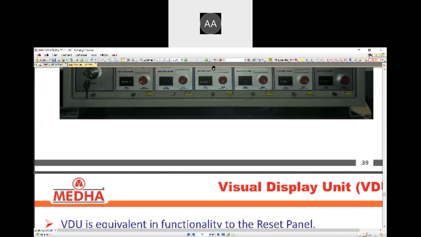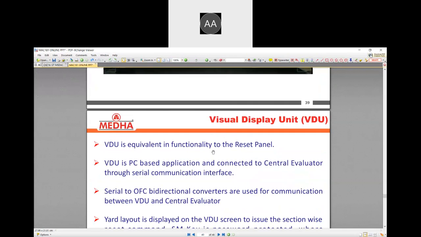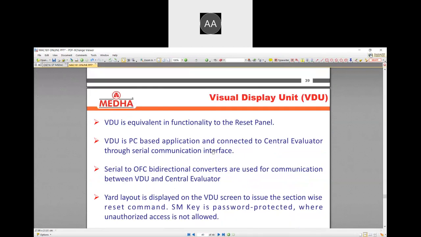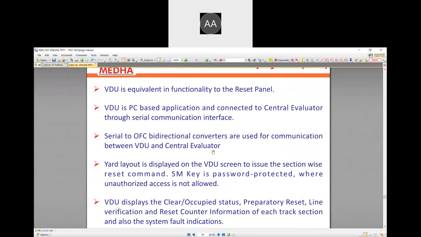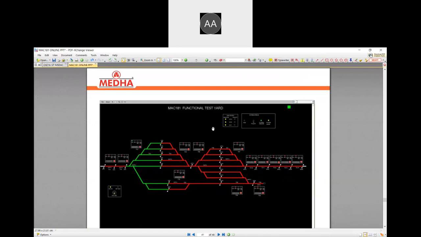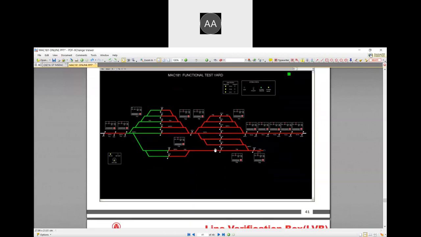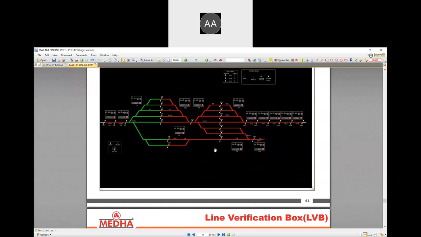Then the other option, as discussed, is that the reset panel can be replaced by a VDU, which is a software-based application system, same as in EI, which will be provided with an SM key that is password protected. All the functions that we can achieve through the reset panel can be achieved by the click of the mouse. The only difference is that there a manual or physical button will be there, while here the same thing will be done using the mouse. So this unit will be provided in the SM room.